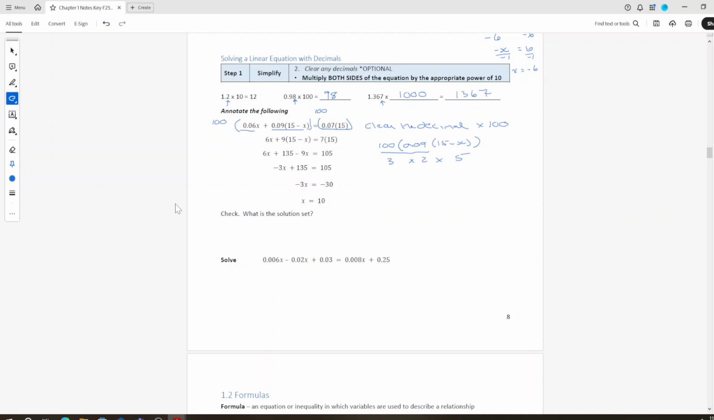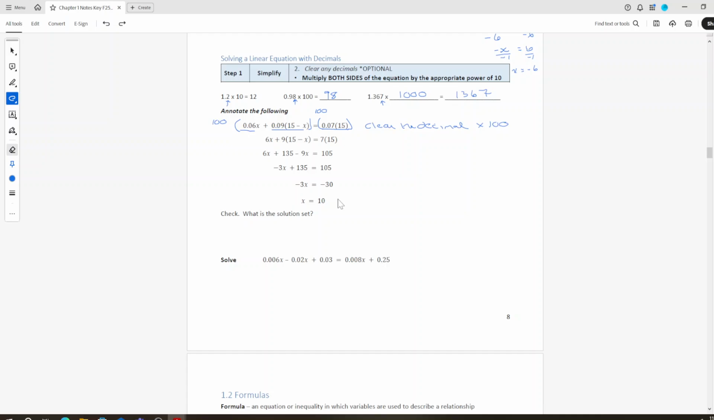You wouldn't also multiply this by 100. I'm only saying it because it's something that I find students try to do all the time. They don't understand that if you multiply any part of a term, then you don't have to multiply all the parts because then it will kind of multiply through. So we would multiply every term by 100. So we'd end up with 6x plus 9 times 15 minus x is equal to 7 times 15.